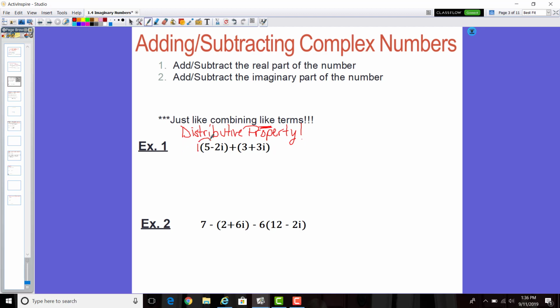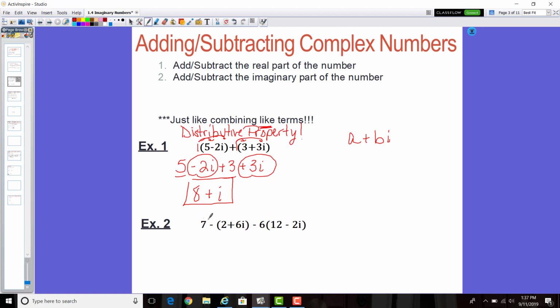So to distribute here, there's a 1 in front. To distribute here, there's another 1 in front. When we distribute those ones, we're left with actually 4 straight terms. 5 minus 2i plus 3 plus 3i. Then because we want our answer in standard form, we're going to combine our real numbers first. 5 and 3 is 8. And then our imaginary numbers second. -2i and +3i is +1i.